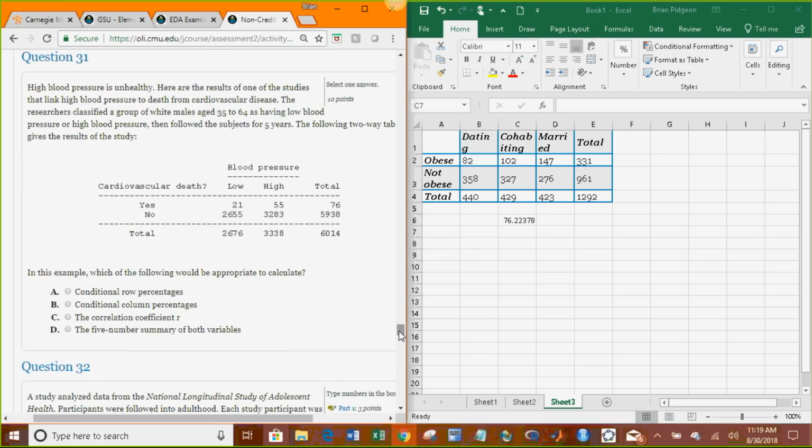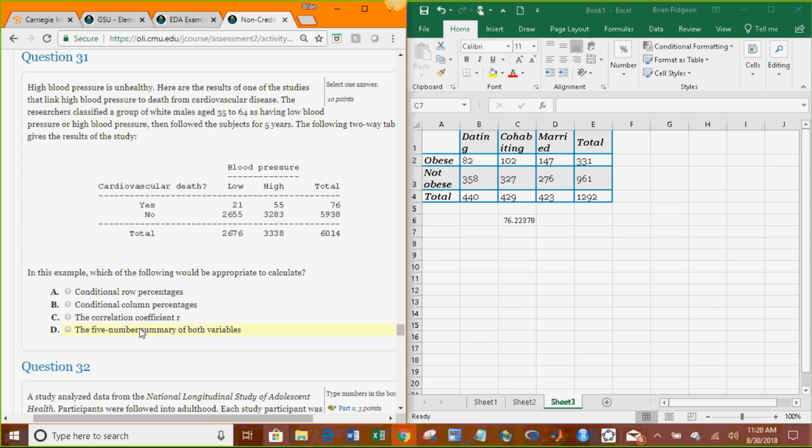Okay, high blood pressure is unhealthy. Here are the results of one of the studies that linked high blood pressure to death from cardiovascular disease. The researchers classified a group of white males aged 35 to 64 as having low blood pressure. In this example, which of the following would be appropriate to calculate? Well, the correlation coefficient, no, because that pertains to two quantitative data.